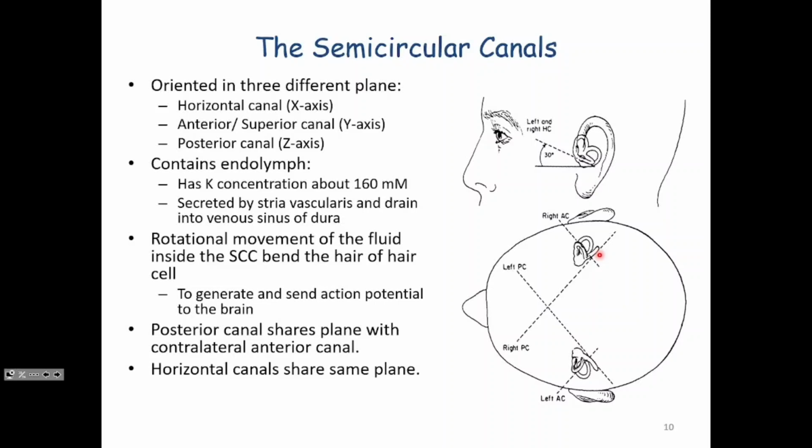Okay, rotational movements of fluid inside the semicircular canals will bend the hair cells, the stereocilia. Again, these are going to be the similar stereocilia and one big kinocilium. If the stereocilia beat towards the kinocilium, there would be action potentials generated. If they move away from the kinocilium, action potentials would be decreased or inhibited. So in one canal you would have activation, and in the other canal you would have inhibition, and that's how the brain is going to interpret which direction your head is rotating.